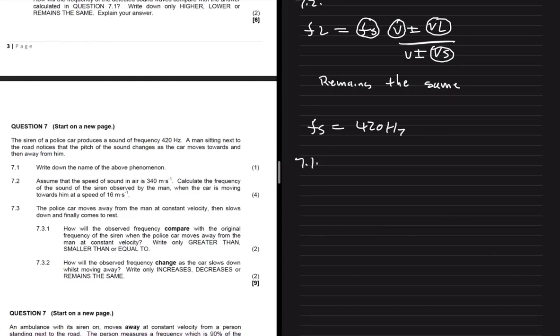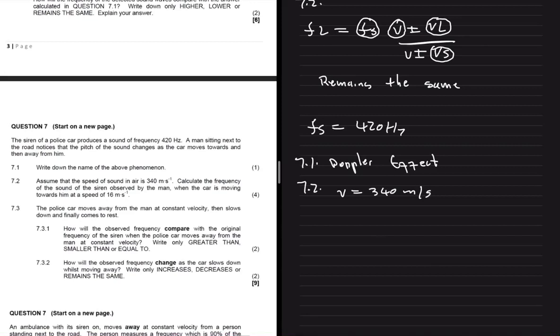7.1. The name of the above phenomenon is the Doppler effect, because the frequency is changing because of relative movement between the sound source and the observer. 7.2. Assume that the speed of sound in air is V equals 340 meters per second.